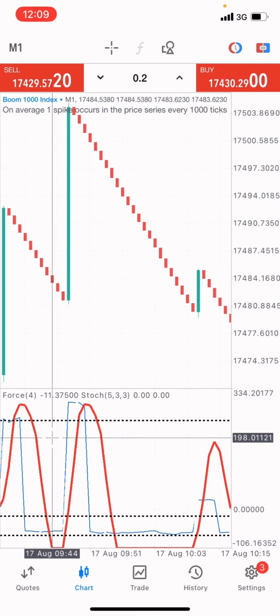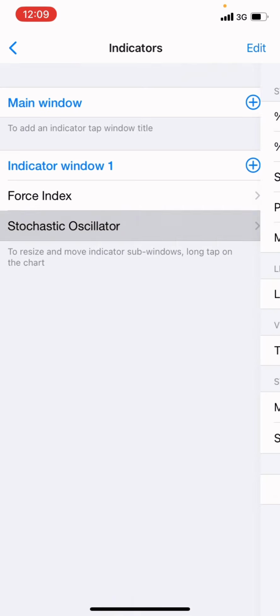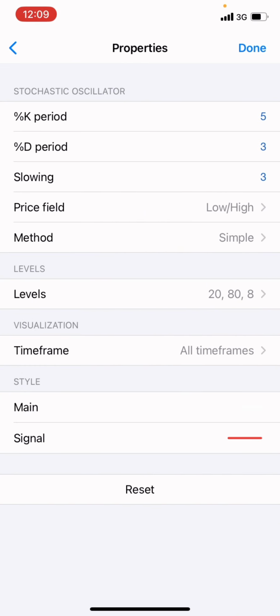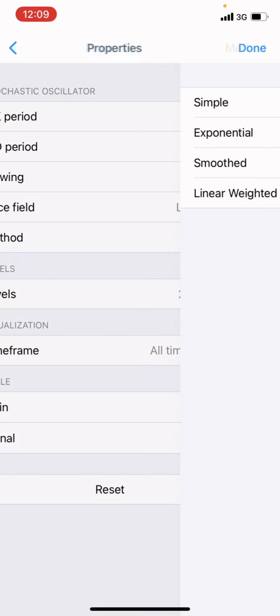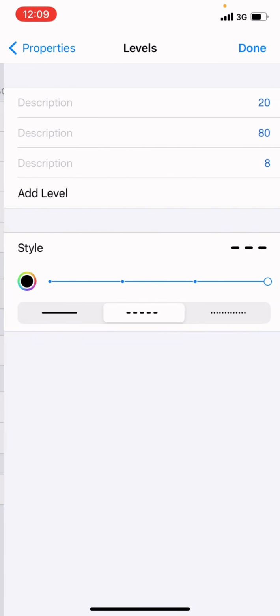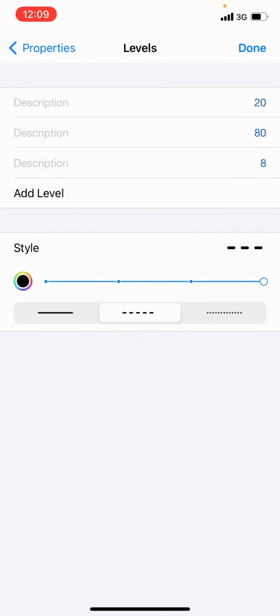Then the second indicator is going to be the stochastic oscillator. You put the period on 5, D period on 3, slowing on 3 as well. The price field is going to be slow/I. The method is going to be simple. For the levels, you want to put 20, 80 and 8. 20 is the first, 80 then followed by 8. For the style, you put the pixels on 4, the color black, then you use this middle line right there, then you click on done.